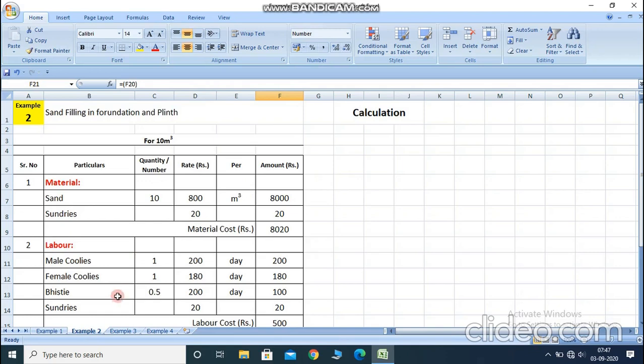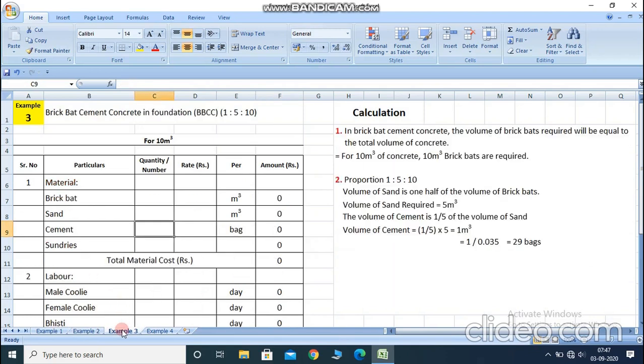Now we start the next example, example number 3. As you see in example number 3, brick bed cement concrete in a foundation. Here the BBCC ratio is given as 1:5:10, and we calculate for 10 meter cube work. Here both material cost and labor cost are required, so we calculate one by one.